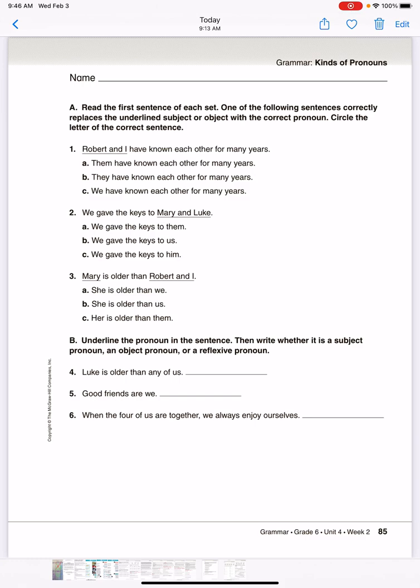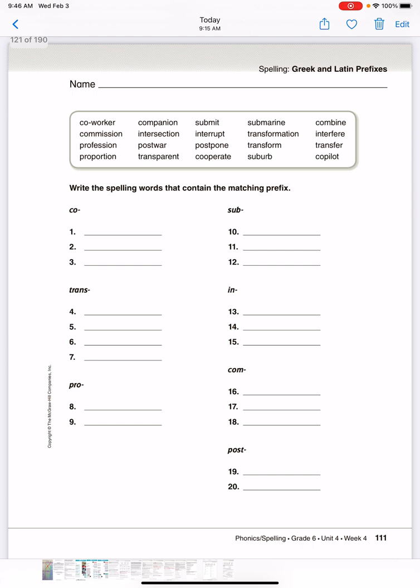I will be available. Finally, on the spelling, again, this is very straightforward. They just want you to break it down by the prefixes, so you're just sorting the words. You see there's 20 blanks. I don't believe there's any overlap on this section. You're just going to break it down by the prefix.